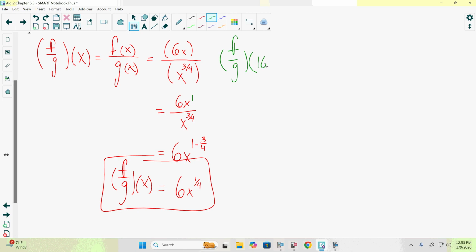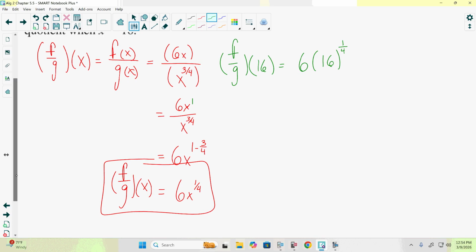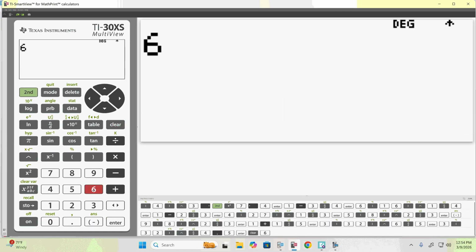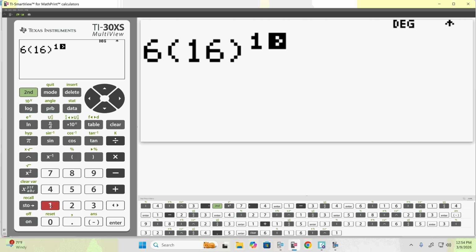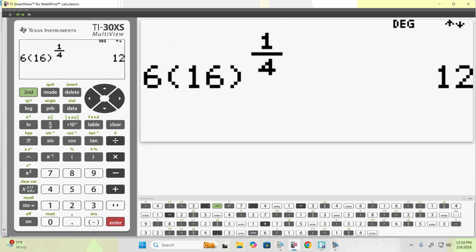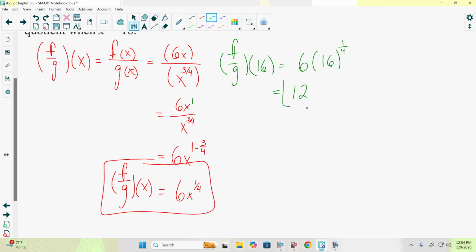And then they wanted us to evaluate this when x is 16. So really we want to figure out what 6 times 16 to the 1/4 power is. And 1/4 powers are really saying what times itself 4 times is 16. So it's really 6 times 2, which is 12. Or we can grab the graph or a calculator and say 6 times 16 to the 1/4, which also tells us that it is 12. Questions on this here?